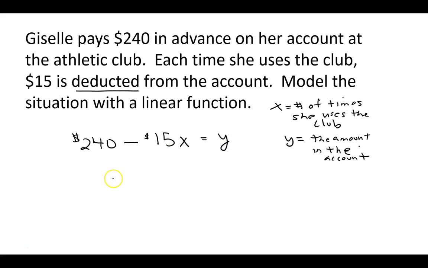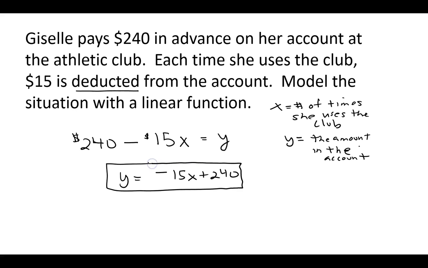So the linear function is y equals negative 15x plus 240 in slope-intercept form, sorry. When x is 0, she has 240. When x is 1, she's down to 225. When x is 2, she's down to 210. It does exactly what we need it to do. 240 is the y-intercept and negative 15 is the slope.